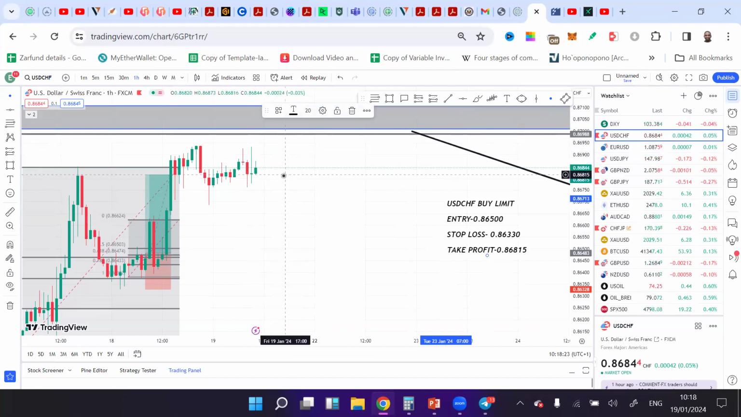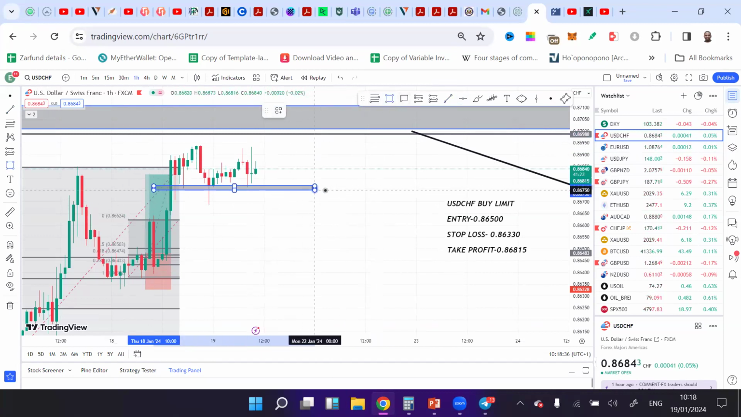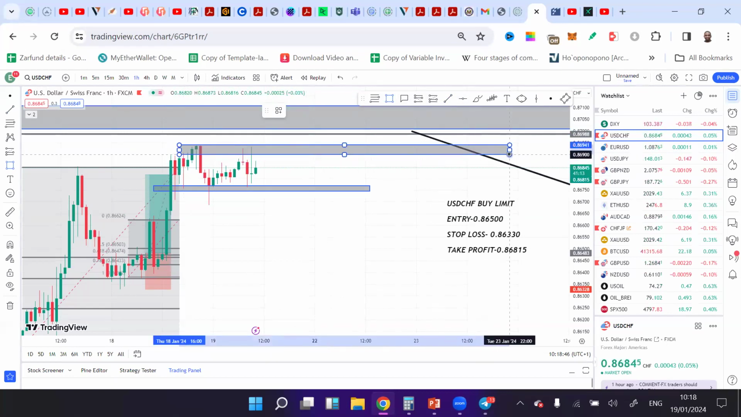And then for USD CHF, we should be expecting some kind of sell coming soon. We're expecting a sell on USD CHF. USD CHF right now is reaching a high. So we're expecting price to break out of this place upwards.